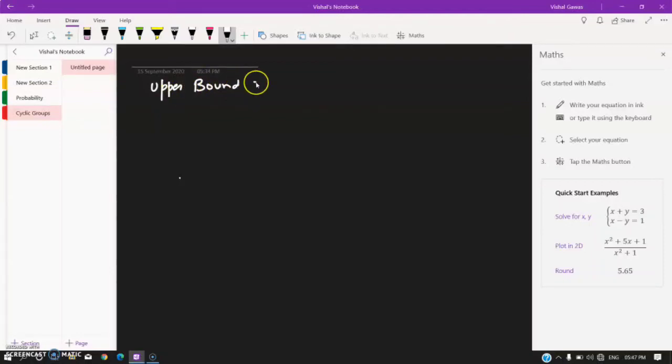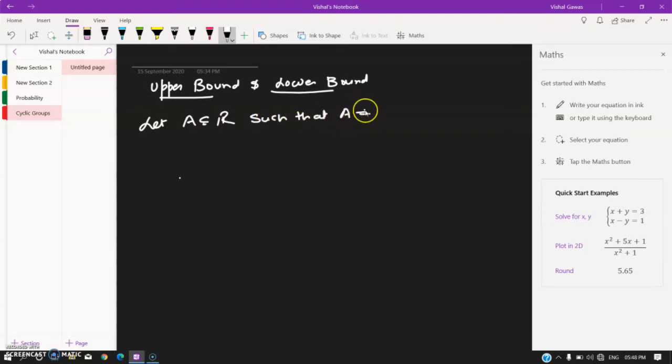Bound and lower bound. Okay, it's an upper bound versus lower bound. We consider that A be a subset of R such that A is non-empty, right? So I'm considering a non-empty subset of R.